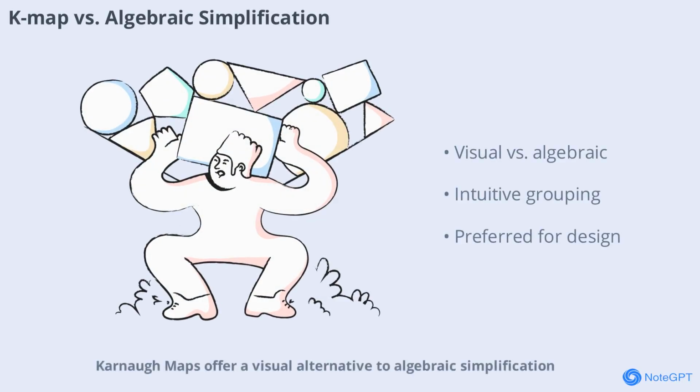Karnaugh maps offer a visual alternative to algebraic simplification. While algebraic methods rely on Boolean laws and can become complex with many variables, K-maps make the process more intuitive. By grouping ones visually, you can often spot simplifications that would be hard to find algebraically. This makes K-maps a preferred tool for both learning and practical circuit design.